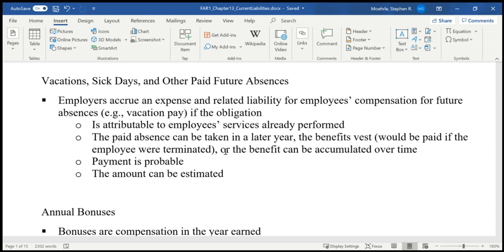If the following are true: the amount is attributable to employees' service already performed, the paid absence can be taken in a later year, company policies allow it, the benefits vest, in other words, they would be paid if the employee were terminated, or the benefit can be accumulated over time, the payment is probable, and the amount can be estimated.